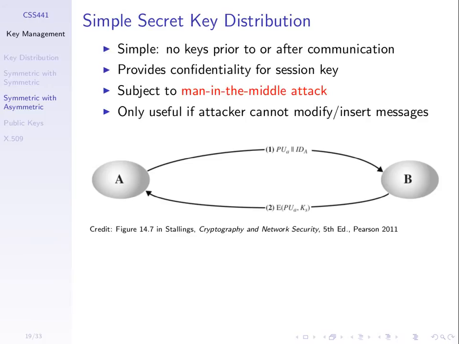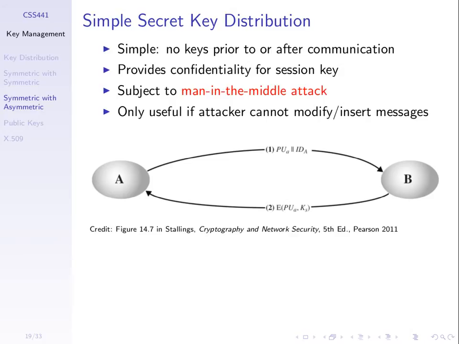Encrypt, let's say using RSA, using the public key of A. If someone intercepts the first message, nothing's encrypted. They can see the public key of A. Well, that's okay because it's public already. They can see the identity of A. Again, that's not secret. So intercepting the first message doesn't help.